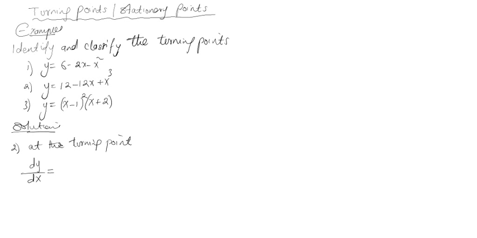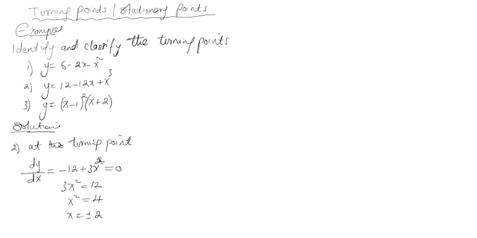So what is the derivative? 0 minus 12 plus 3x squared. This must be equal to 0. It therefore means that 3x squared is equal to 12, x squared is equal to 4, x is equal to plus or minus 2.